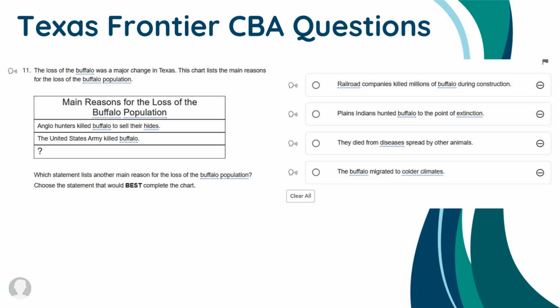Let's take a look at CBA questions aligned to our instructional priorities. You'll continue to see how geographic reasoning and economic understanding are emphasized in this unit. Students must evaluate impacts, analyze causes and effects, and connect innovations to changes in industry or daily life.